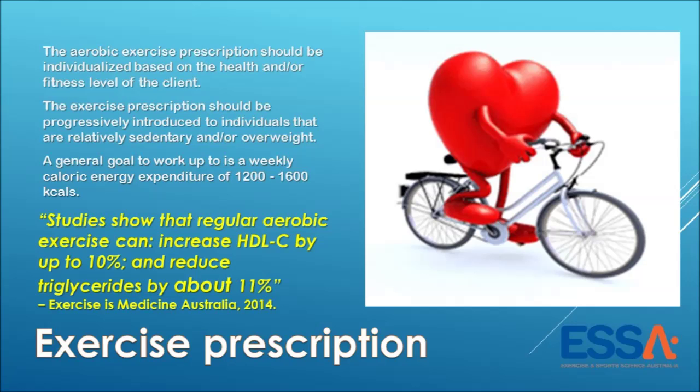The exercise prescription should be progressively introduced to individuals that are relatively sedentary and/or overweight. Encourage the use of moderate intensity exercise, ones that work large muscle groups, equivalent to around about 1,200 to 1,600 calories per week. The optimal training frequency appears to be 3 to 5 times per week. However, I encourage you to work with your client to build up to the Australian recommended physical activity guidelines of at least 30 minutes per day on most, if not all, days of the week.